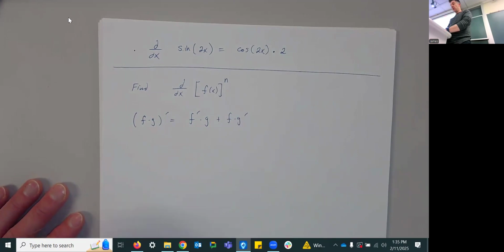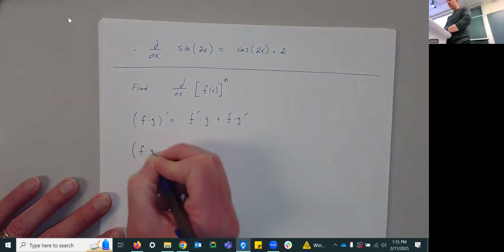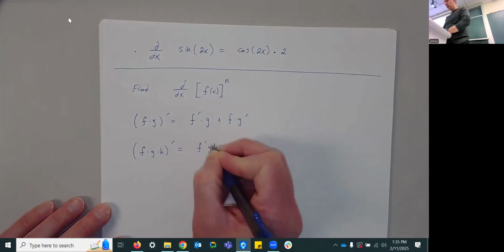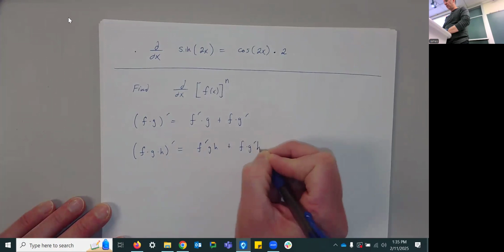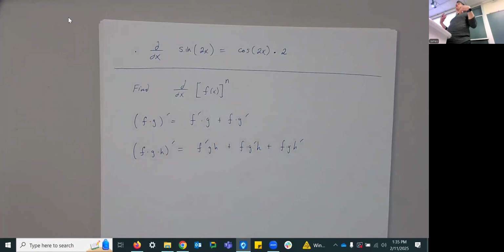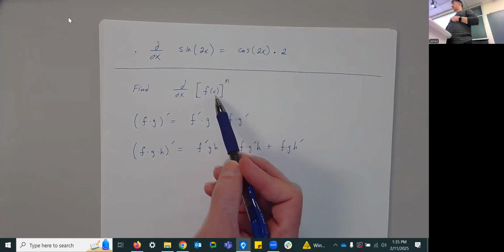And more broadly, if you had a product of 3 things, how many pieces am I going to get? 3. And each piece is going to have how many derivatives? 1. And the rest not derivatives. And each derivative gets to show up exactly 1 time. So you're going to have f prime times g times h plus f times g prime times h plus f times g times h prime. And you can go on and on, right? This idea holds for any number of things multiplied together, whether it's 3 things or 7 things. For 7 things, it'd be 7 pieces, and you'd have each derivative showing up once, multiplied by the other 6 not derivatives. And that even is true if you have n things multiplied together.